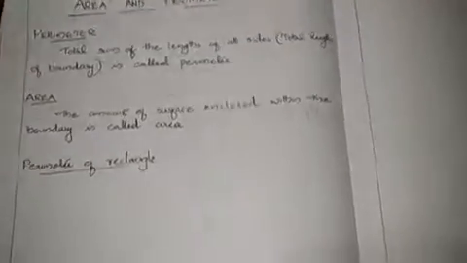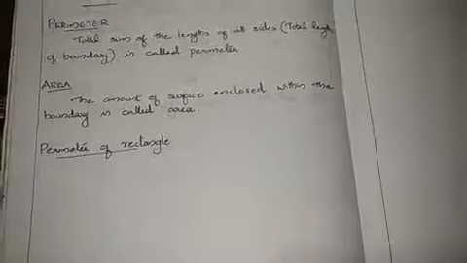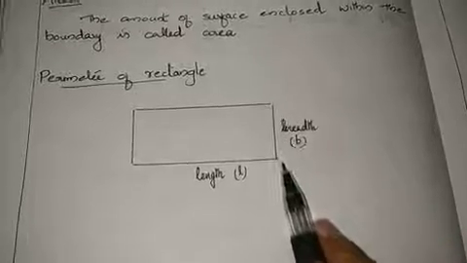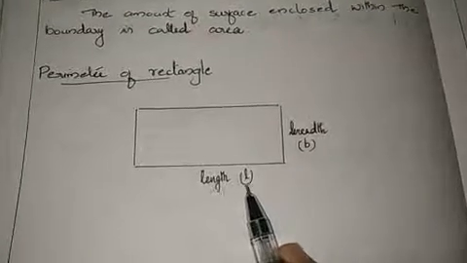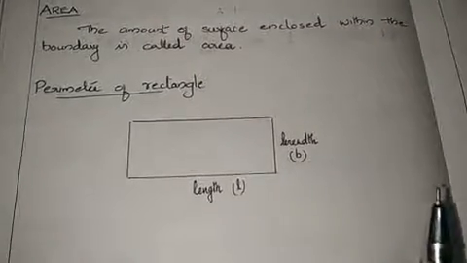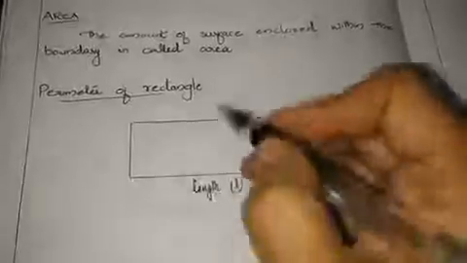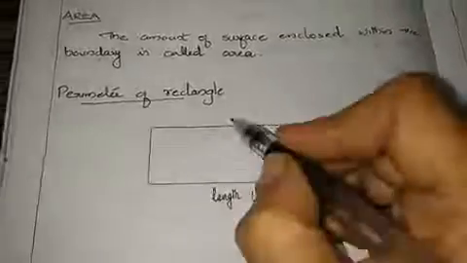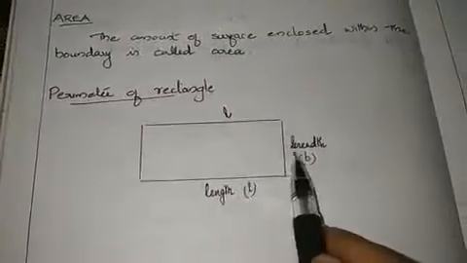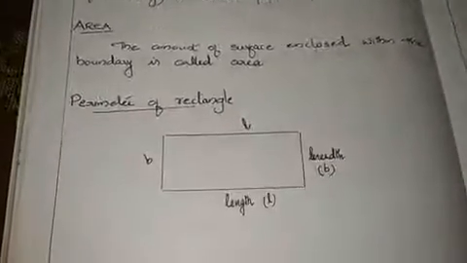Below that, write the next side heading, perimeter of rectangle. Now draw a rectangle. This is the length and this is the breadth. We denote it as small letter L and small letter B. When you check the rectangle, you can see that these two sides are same. So here also I can write L. What about these two sides? That is also equal. So here I have written B.